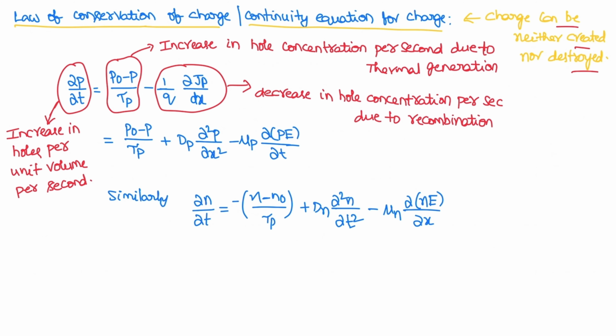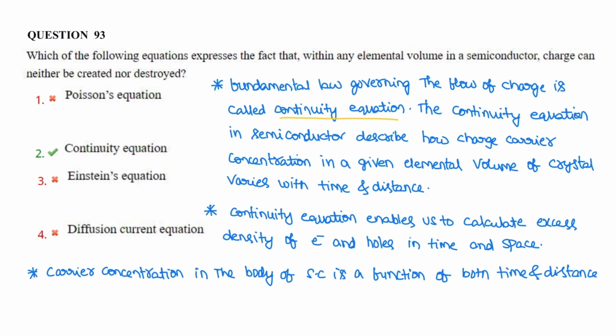So this is the continuity equation representation for holes and the continuity equation representation for electrons. So increase in holes per unit volume per second is equal to increase in hole concentration per second due to thermal generation, that is p naught minus p by tau p, minus decrease in hole concentration per second due to recombination, 1 by q dou Jp by dou x. Similarly, continuity equation for electron is dou n by dou t is equal to minus of n minus n naught by tau n plus dou square n by dou x square minus mu n dou n E by dou x. So the correct option is continuity equation. It states that charge can neither be created nor destroyed.